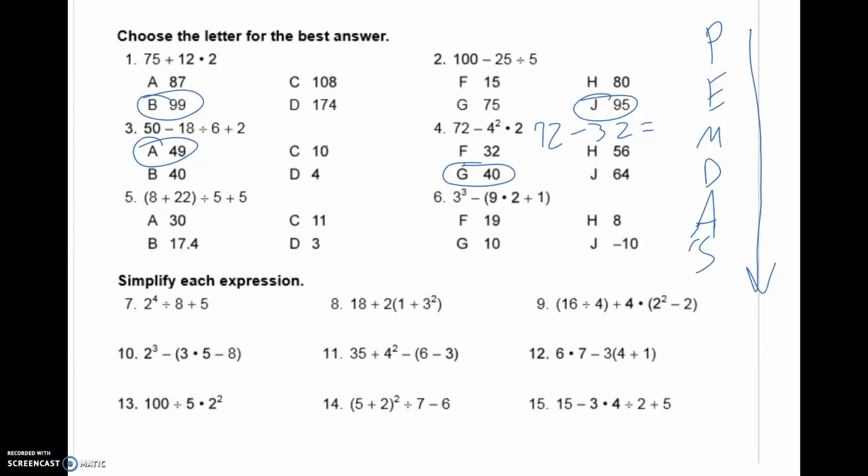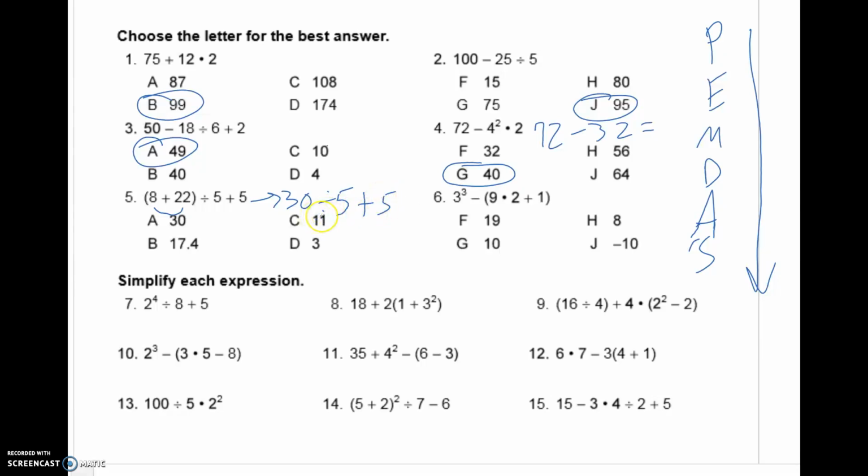Okay, let's get through these last 2 problems here. We're running short on time. All right, number 5, you notice there's parentheses. So we do whatever's inside the parentheses first. 8 plus 22 is inside the parentheses. That gives us 30. So we rewrite it, 30 divided by 5 plus 5, okay?